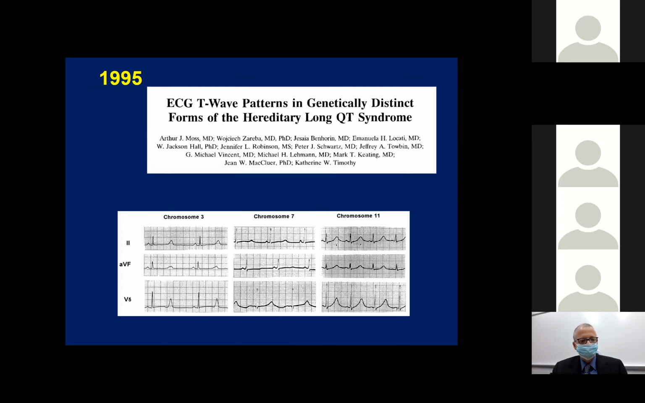The same year, or a little bit earlier, we looked at the morphology of repolarization, and you can see that regardless of knowledge of ECG, you can appreciate different patterns of ECG in those different types of long QT syndrome presented here. So these were important findings stemming from exactly this registry.